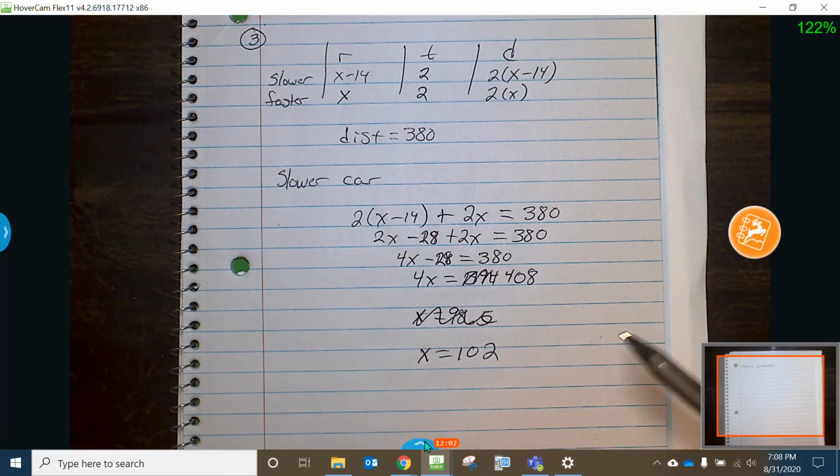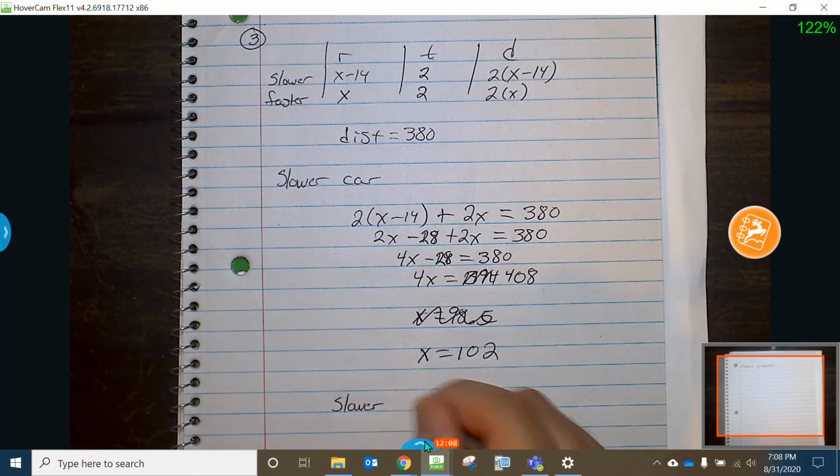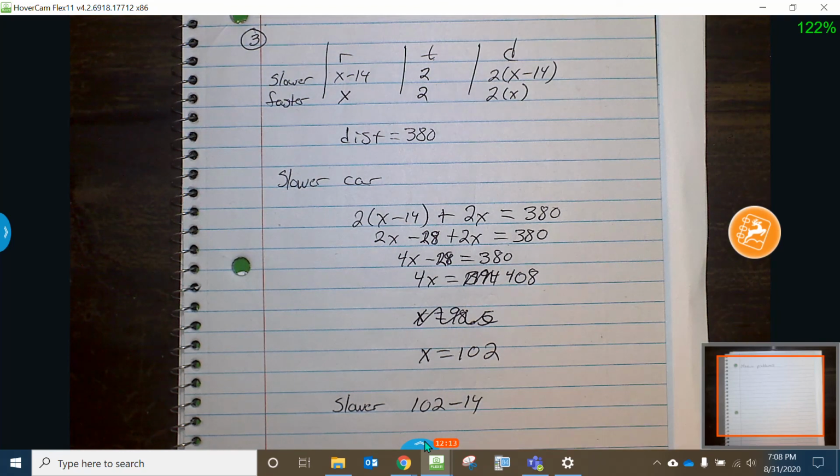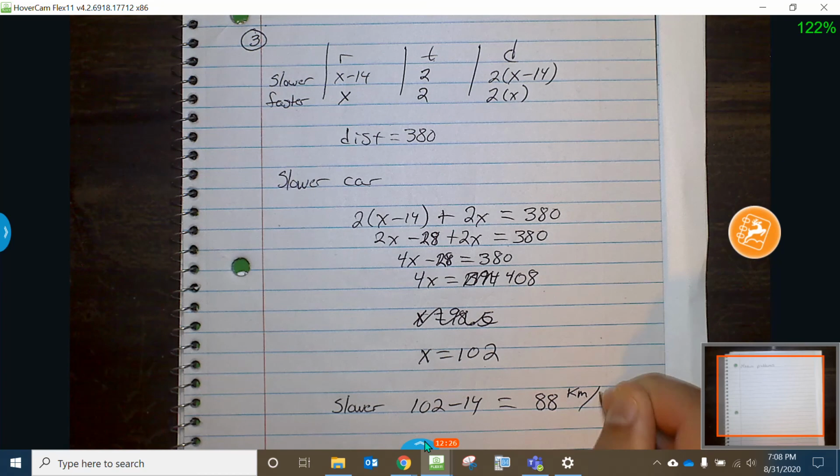Pretty fast car going on here. And to find the slower, I'm going to take my 102 and minus 14. So the slower car is 88, I think it's kilometers per hour.